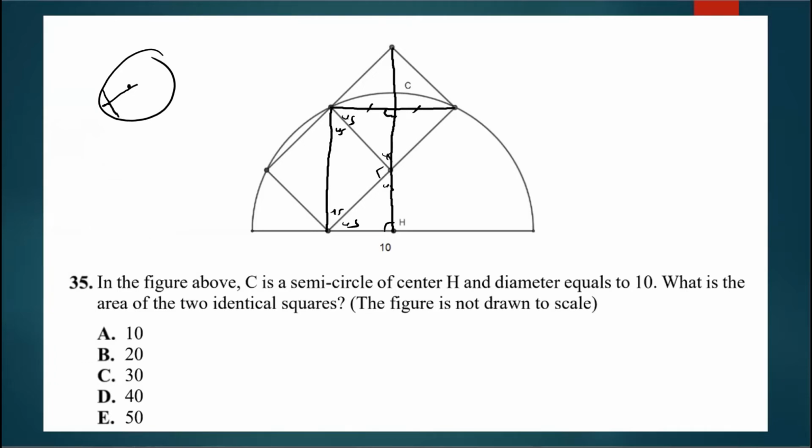And what is he asking about? He gave us the diameter equal to 10. The diameter of this circle is 10, so the radius is 5. And he needs only the area of the two identical squares. So I need the area of one square, and I will multiply that by 2. The diameter is 10, so this is the radius 5.